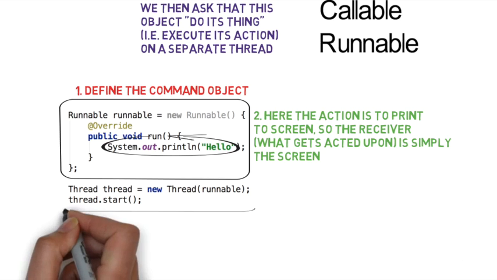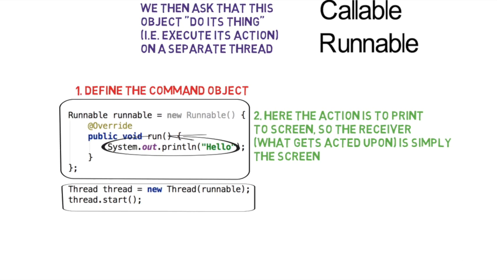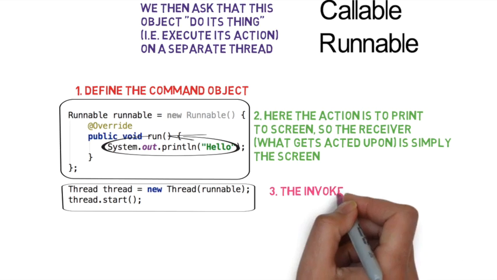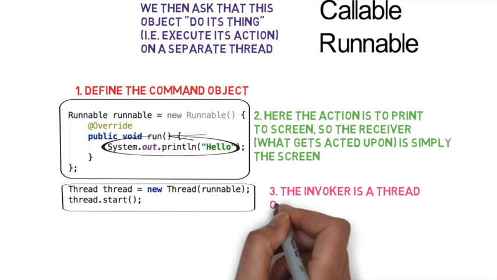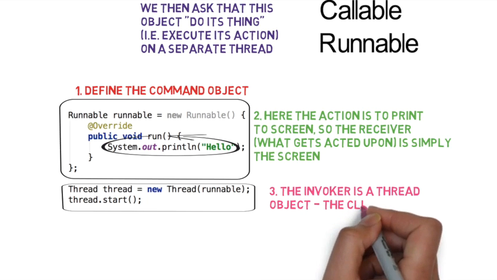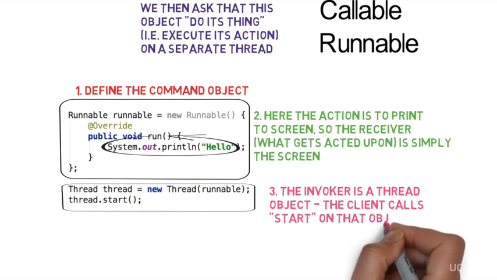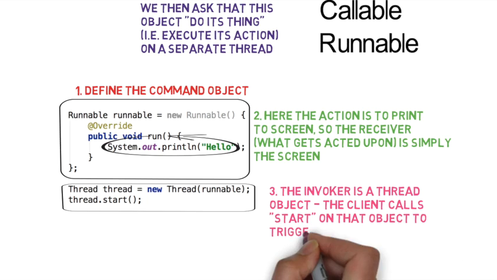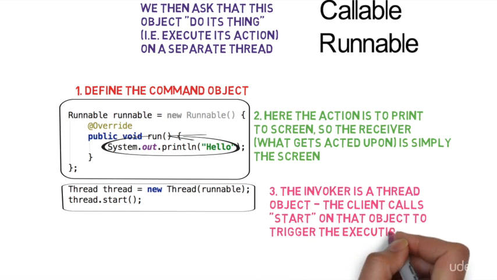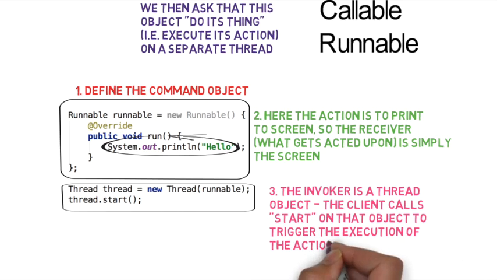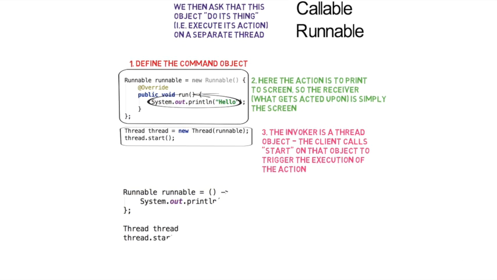Alright. The next thing we want to worry about is the invoker. Notice that we instantiate a new thread and pass this runnable into it and call thread.start. The invoker in this case is this thread object. The client, which is us programmatically, calls start on that object to trigger the execution of the action. Calling thread.start, basically we call the thread to start execution. However, it's up to the JVM when it will actually start the thread. But that's a wrinkle we don't have to worry about for now.